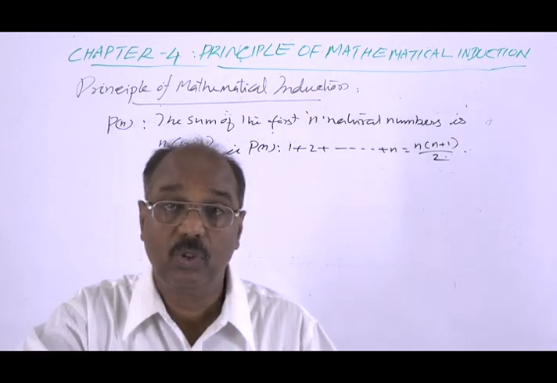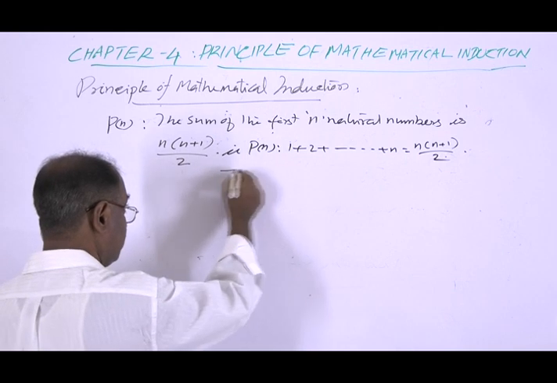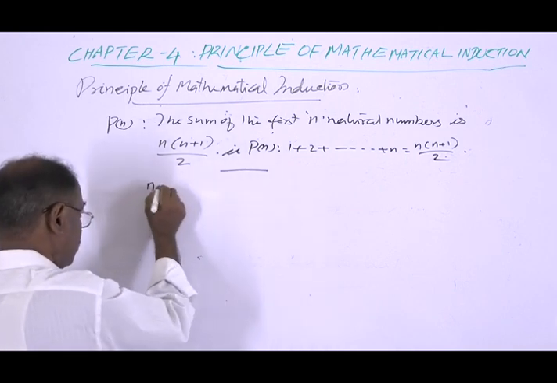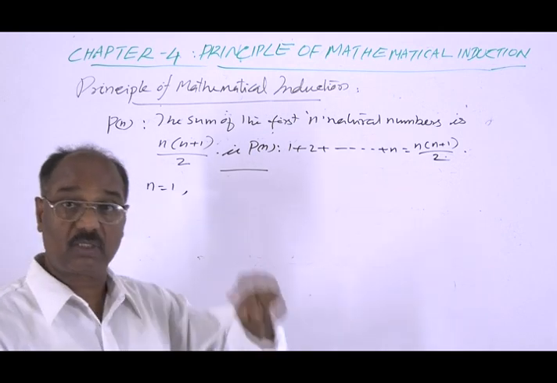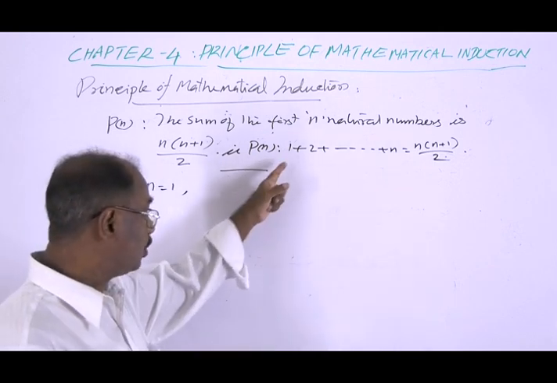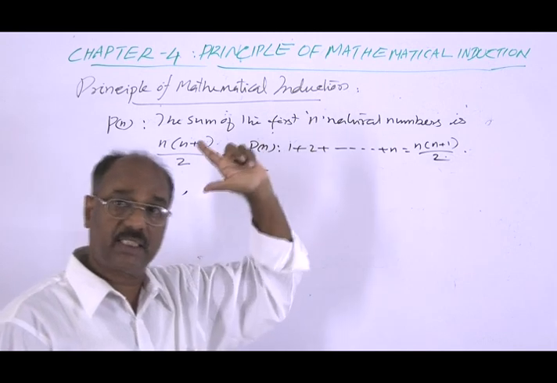But we do step 1. So proof. Step 1. Suppose n equal to 1. We want to prove this is true. The result is true for n equal to 1. That is, for n equal to 1, we want to prove left side equal to right side.